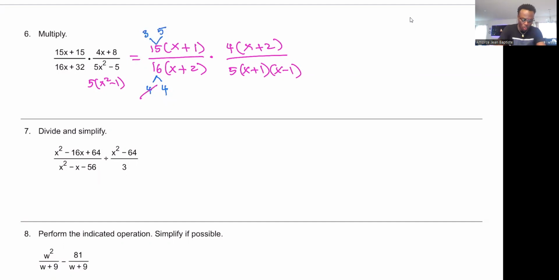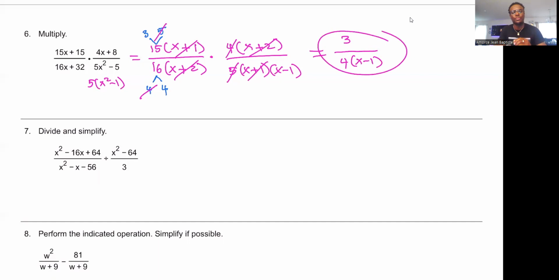So cancel one of the 4s. We got 4 left in the denominator. Cancel 5 and 3 left on top. X plus 2, x plus 1. And then now we can write out the remaining expression, right? So we got 3 left. That is the top number. The bottom expression here, we got a 4, and we also have x minus 1. So that is your answer for this multiplication.